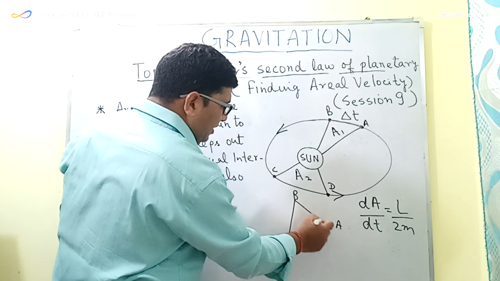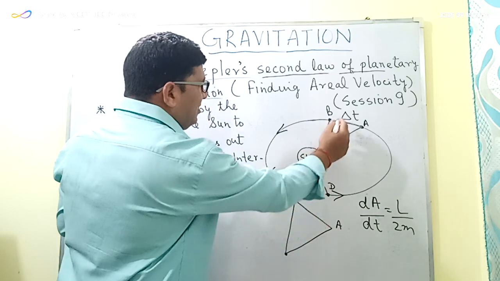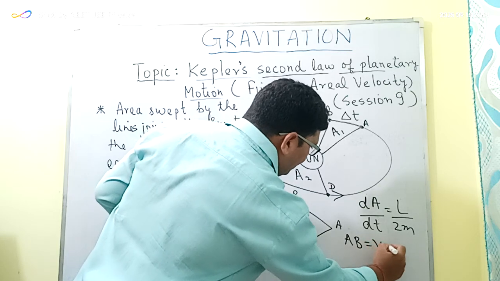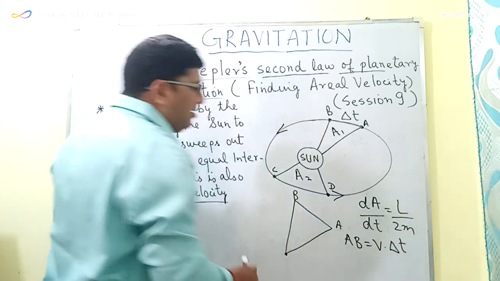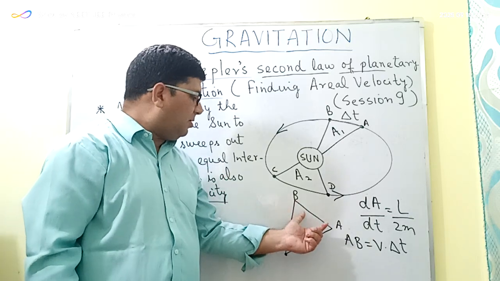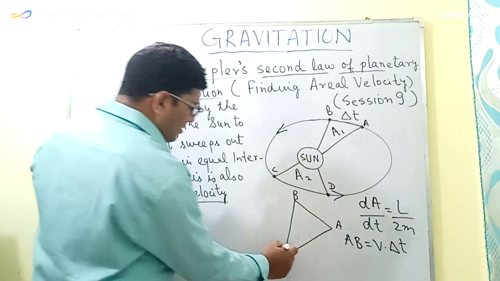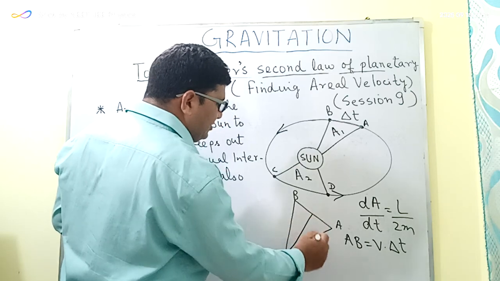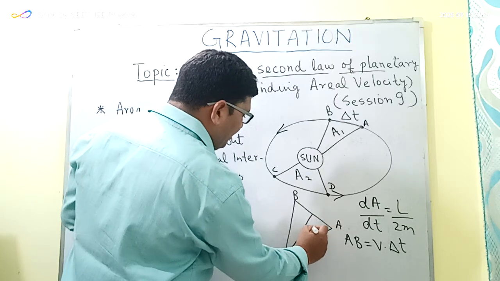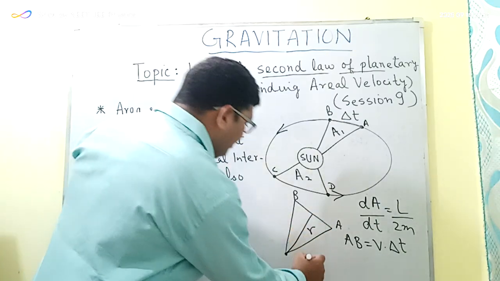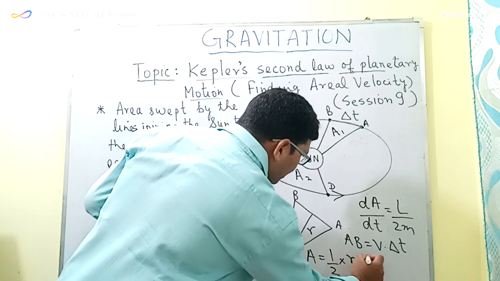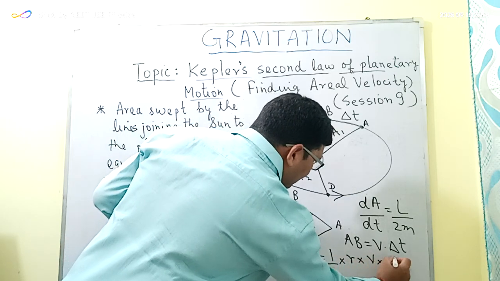Now, if this is a straight line, then the value of AB will be equal to V into delta t, where V is the orbital speed of the planet. The area of the triangle is equal to half into base into perpendicular height. This perpendicular height can be taken equal to the orbital radius, say r. So the area of the triangle can be taken as 1/2 into r into V into delta t.